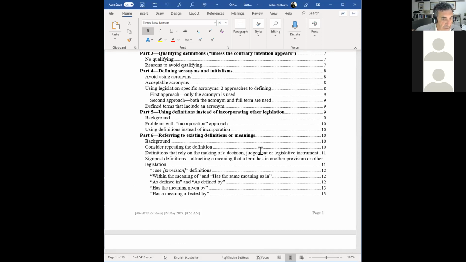The second is obviously to avoid different meanings in different provisions of the same legislation, and avoid defining in one provision of legislation an expression that's used in its ordinary meaning elsewhere. In other words, the consistency of approach is very important.